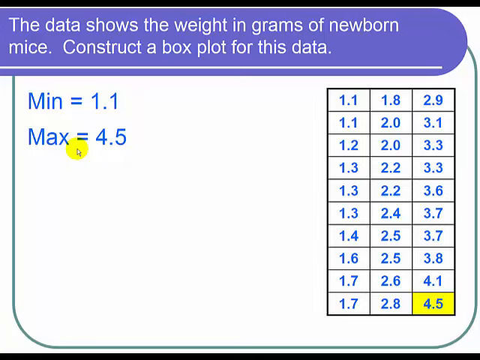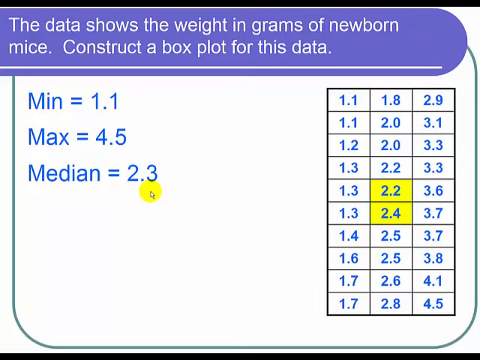The median, well, we notice that there are 30 total numbers, and when we have an even number of data points, we take the two middle numbers, and in this case it's the 15th and 16th number. Again, 30 divided by 2 is 15, and then take the 15th and 16th number, and then take the average of those two values. The average of 2.2 and 2.4, we could add and divide by 2, or just see that it's 2.3. So the median is 2.3.